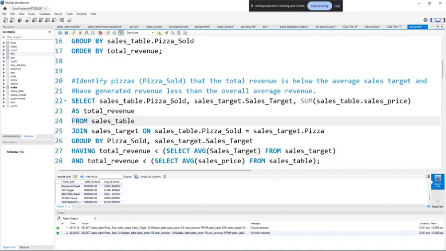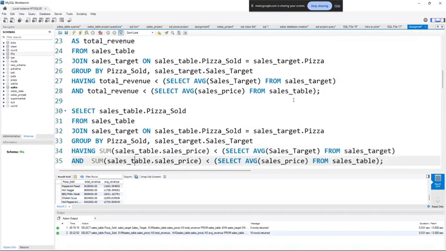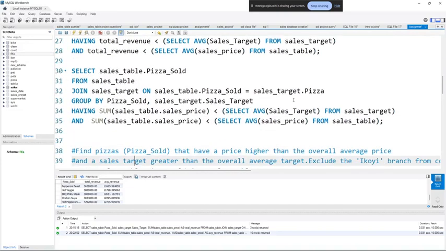So now, what do we do? Let's continue. We have this. Let's select our pizza sold, our sales target, and sum of sales price. Hold on, I'm coming. Yes, I know I did this somewhere else. Now, look at this. That was for yesterday.